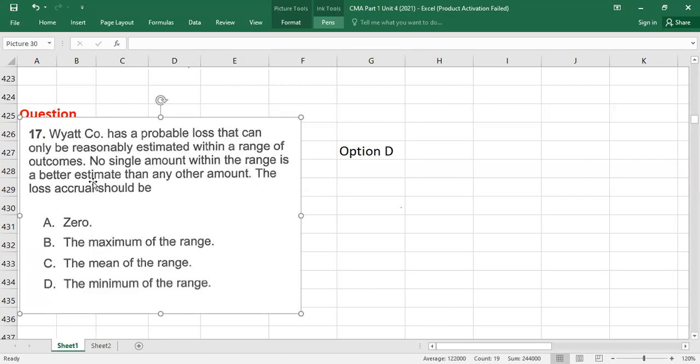So what to do if no amount is better estimate? Minimum amount you have to accrue. So which is correct answer? D. Because minimum of the range you have to accrue. I hope so guys it is clear.